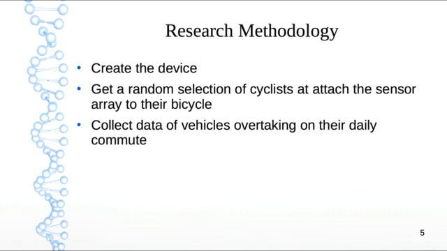So the research methodology. Overall, the plan is to create the device, get a random section of cyclists to attach a sensor array to their bicycle. Then, over a period of 1 or 2 weeks, they will collect data of vehicles overtaking them on their daily commute. Doing this should give us a good insight into what the average cyclist experiences on a daily basis.